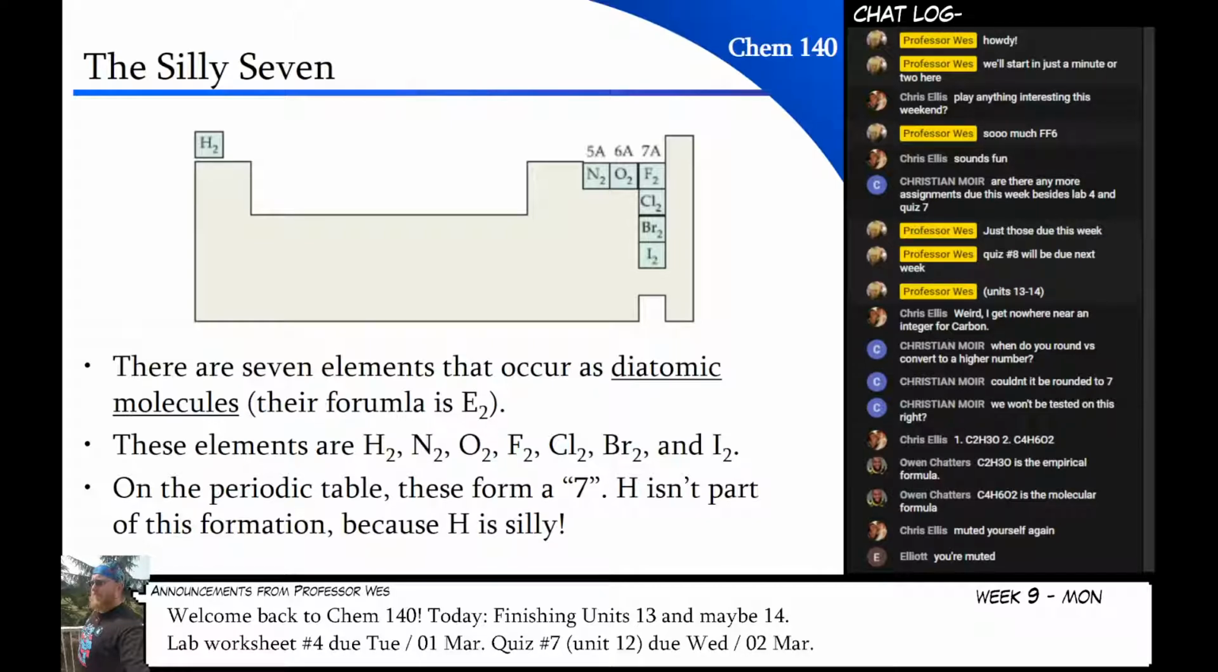So try and remember these the best you can, that they are diatomic, because it will help you tremendously just having that factoid in your back pocket.